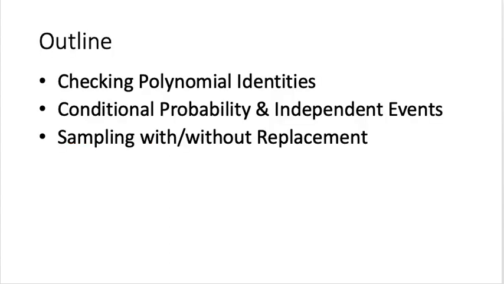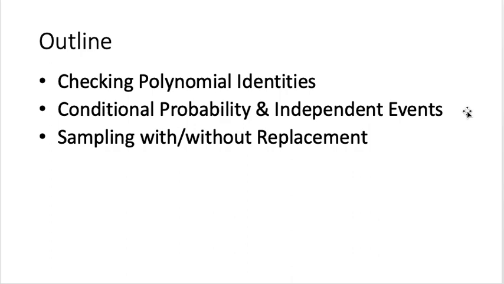In this lecture, we will introduce a problem called polynomial identity checking. And then we will talk about a randomized algorithm to solve this problem and analyze its performance. After that, we will introduce two basic concepts in probability. The first one is conditional probability, and the second one is independent event.